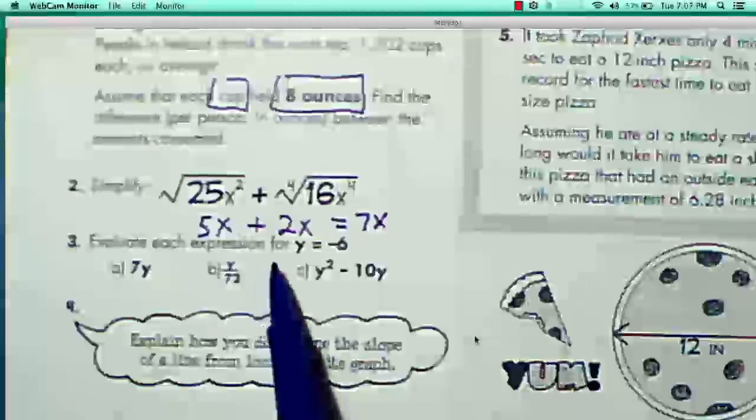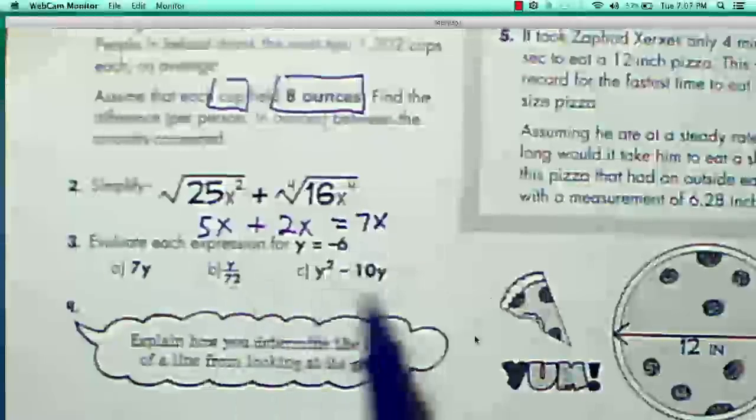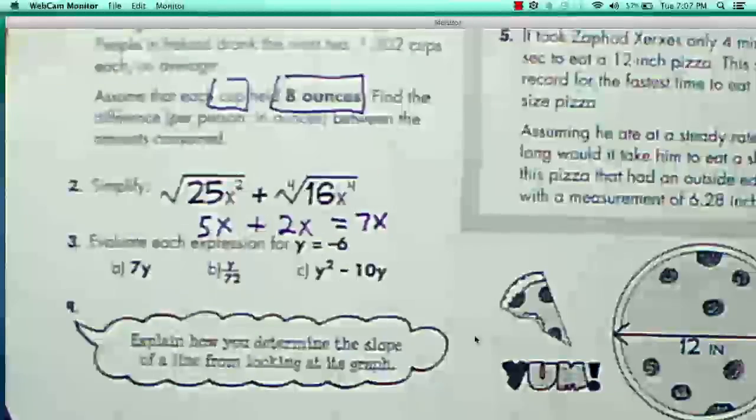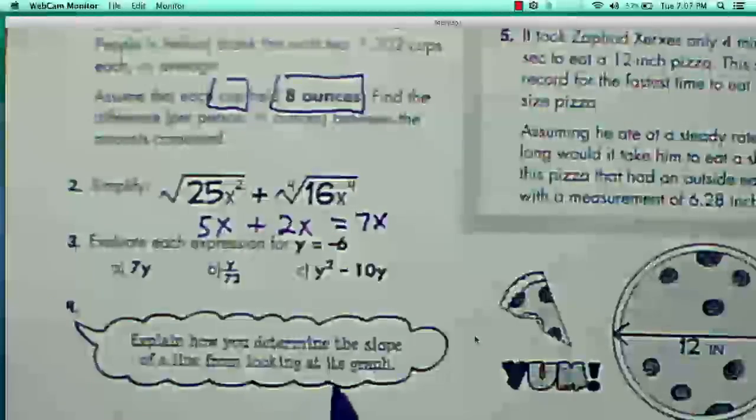Evaluate each expression for y equals -6. We can simply substitute -6 into each one of those using the calculator, much like we did on problem number 3 above. Number 4, explain how to determine the slope of a line from looking at its graph.